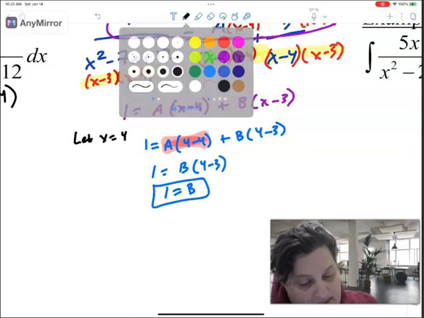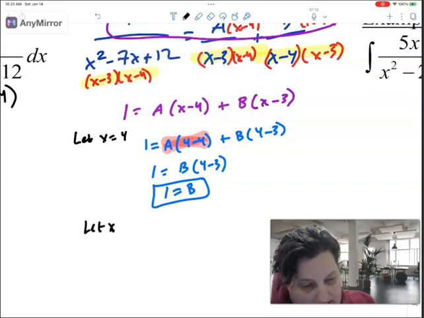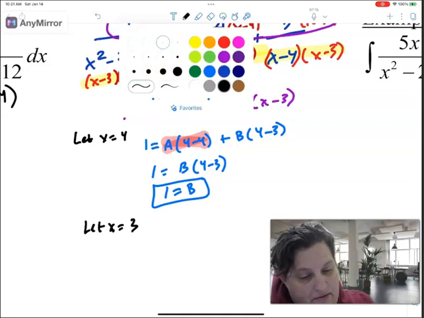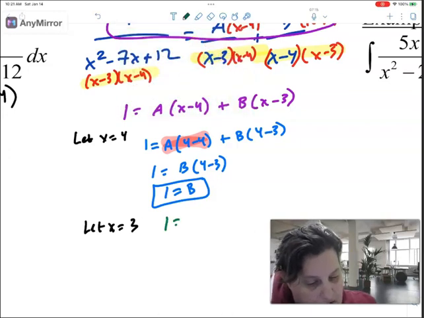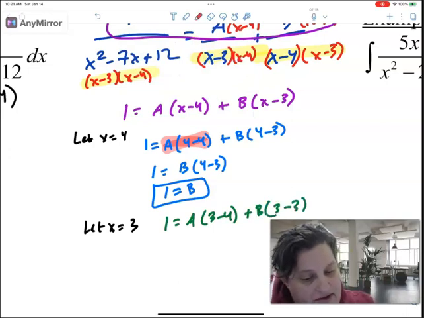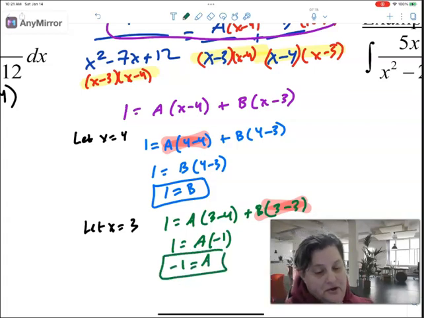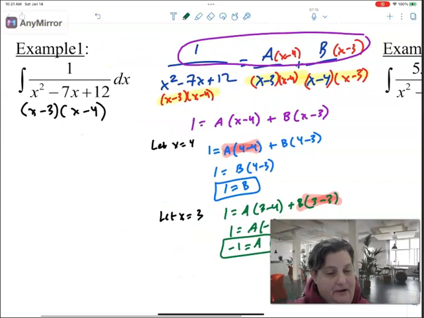So that's cool. Now let's say I let x equal 3. Why am I doing that? Well, if I plug that in, I have 1 equals a times (3 minus 4) plus b times (3 minus 3), then guess what? This time, that's 0, and the b cancels out. So a times negative 1 is 1. So a is negative 1. So that just solved my partial fractions.